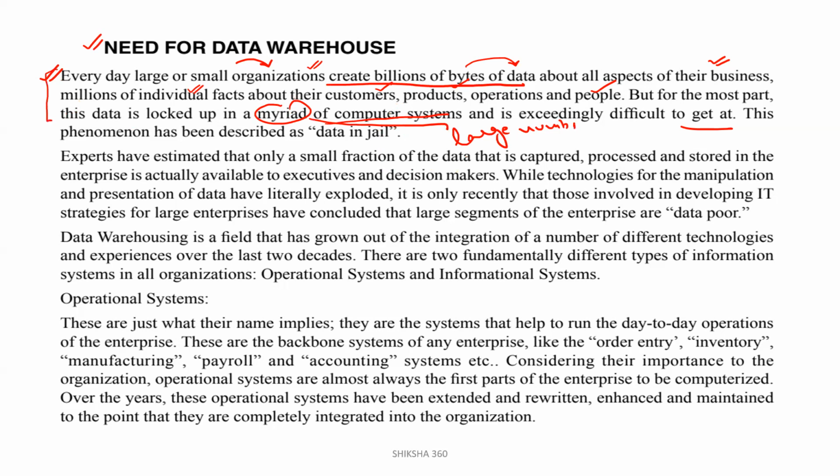So first question: when data is logged in a large number of computer systems, this phenomenon has been described as data in jail. This question I have already asked in the examination. What is the meaning of data in jail? That is when the data is logged in a myriad of computer systems.